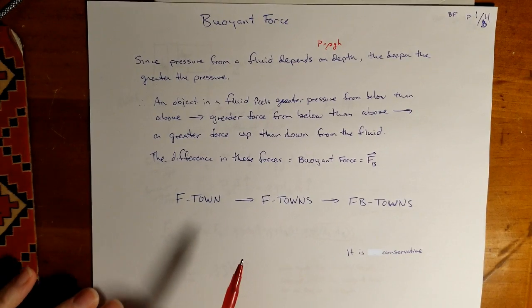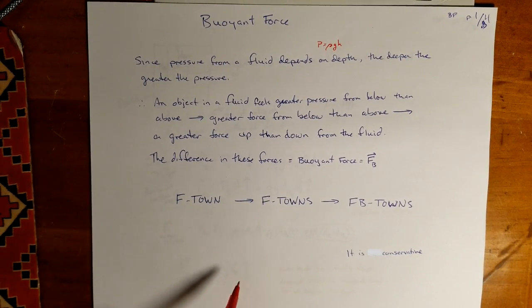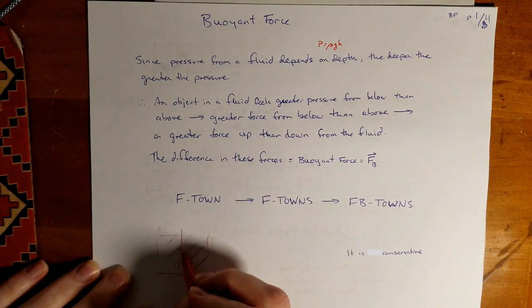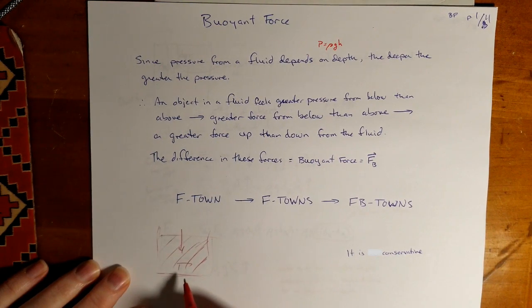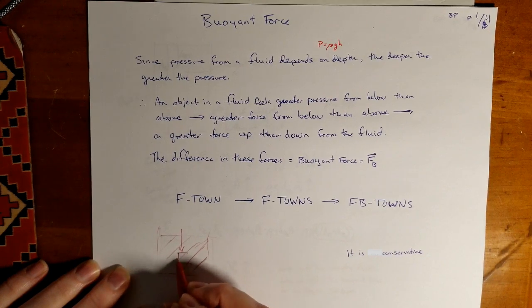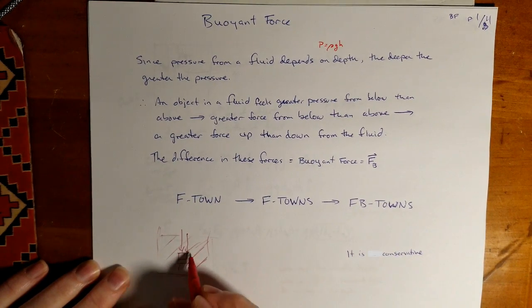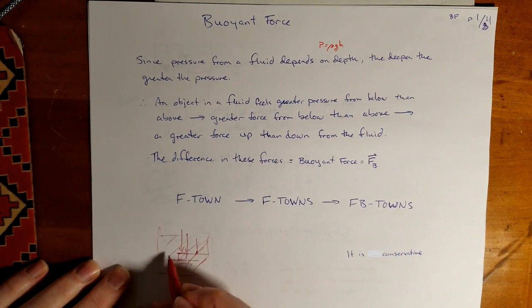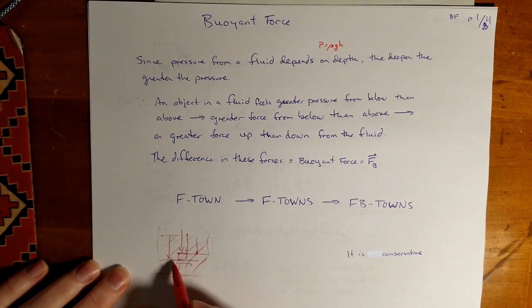Let's talk about the buoyant force. Now, we've talked in another video about how if I have a fluid, the deeper I go, the greater the pressure coming from the fluid. Which means if I have an object here, I have pressure because of that depth, and the deeper I am, the greater the pressure. And so there's a pressure difference between these two levels.